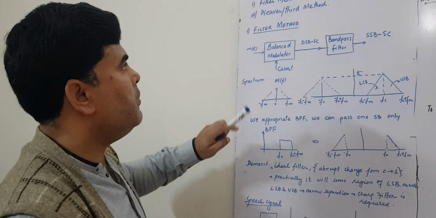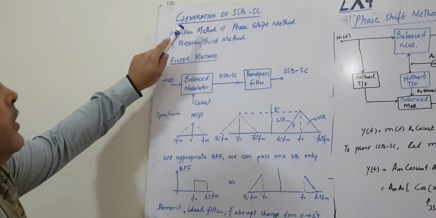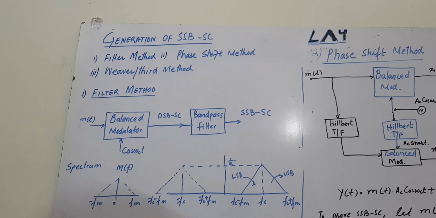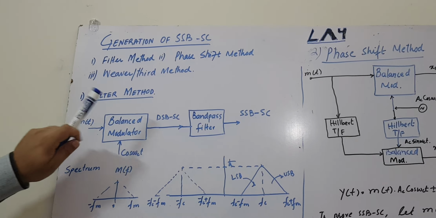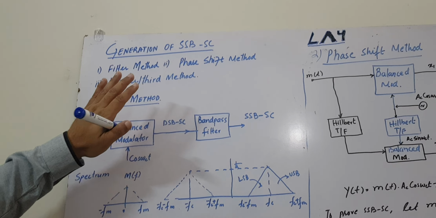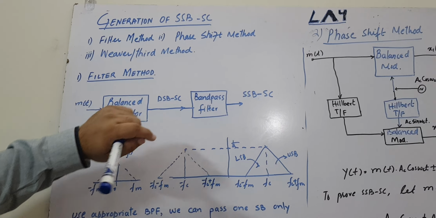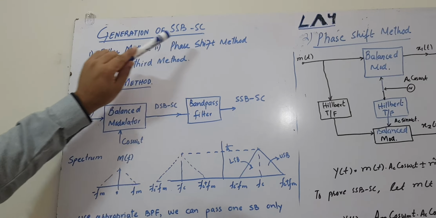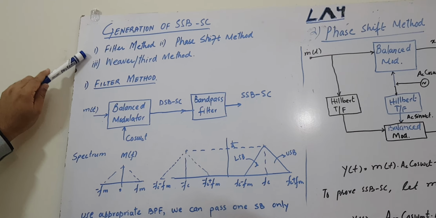In this lecture, we are going to discuss various methods for the generation of single sideband suppressed carrier. We have already discussed the methods for the double sideband suppressed carrier and double sideband full carrier in our previous lectures. So this method is the single sideband suppressed carrier generation. There are three main methods.